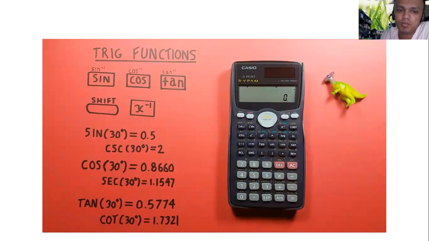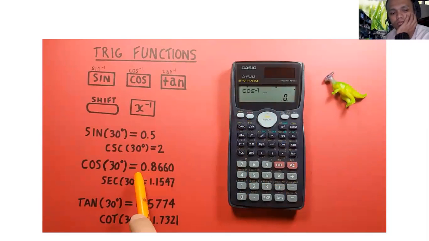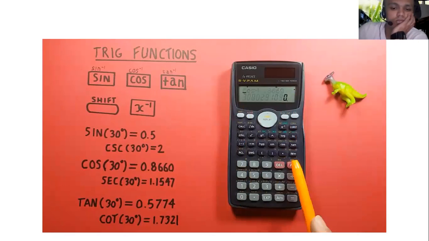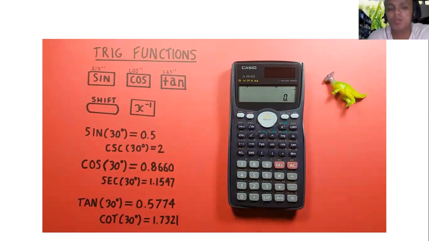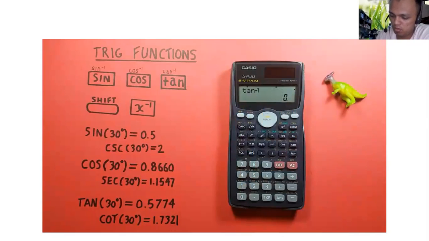Same thing with arc cos. If we press shift cos, and then remember we've rounded this to 0.8660, so 0.8660 equals, this brings us back to what would round to 30 degrees. Again with tangent, remember we got 0.5774, so if we shift tan, there's our arctan, 0.5774 equals, this brings us back to our rounded 30 degrees.